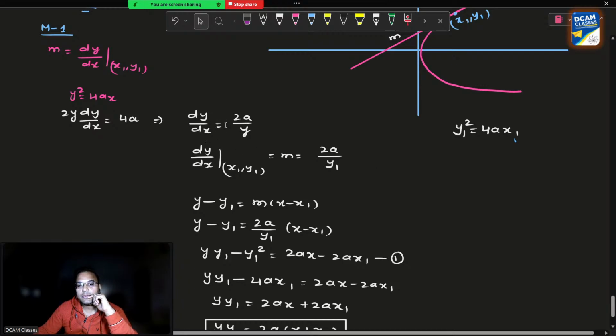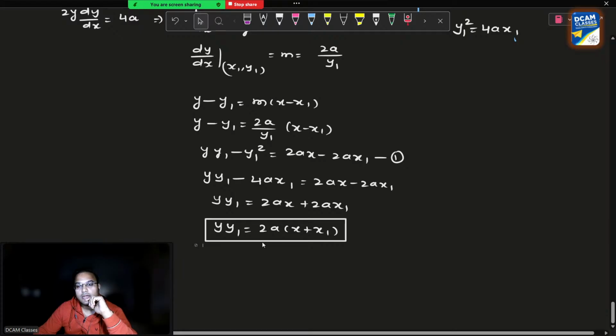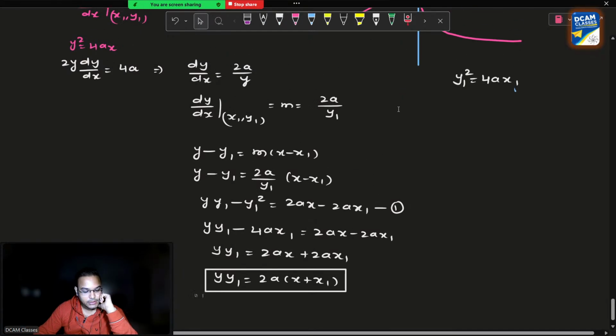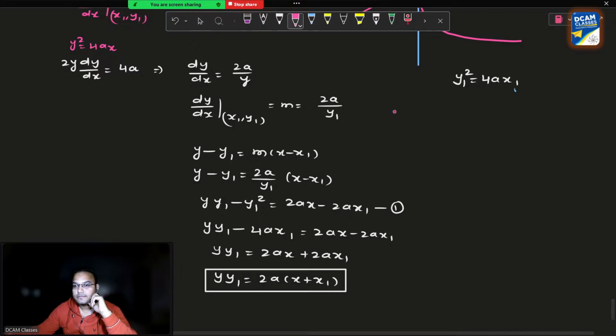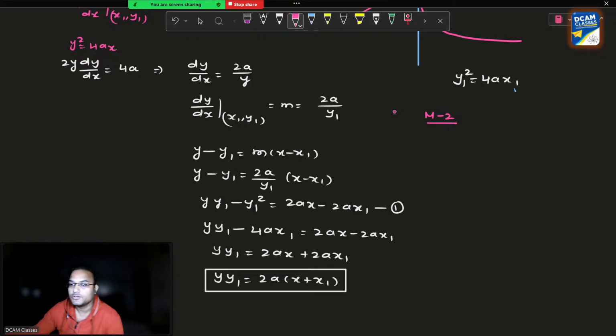2a by y is dy by dx. I have put (x1, y1), so it is 2a by y1. Correct only. You are getting the same equation. Everything is correct. The second method, I'll show you the second method. The second method is the shorter one, the shortcut.